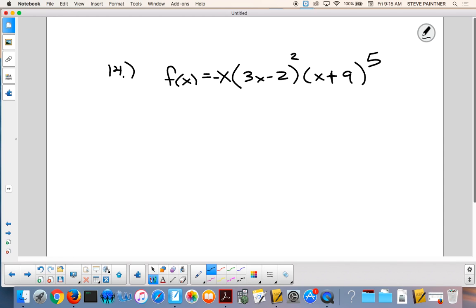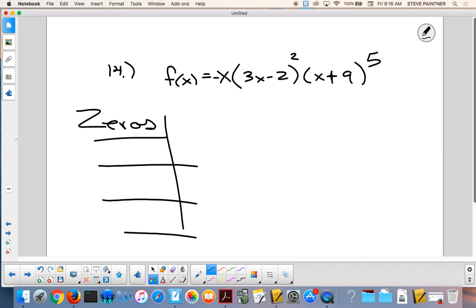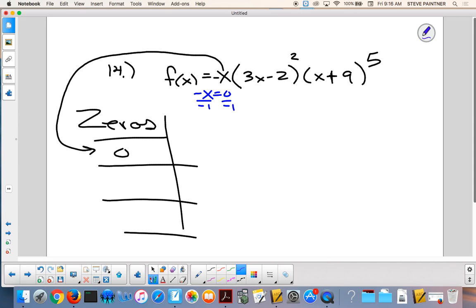Okay. So what they want are the zeros. You ready? Tell me when negative x is going to be 0. Hey guys, if you don't remember, all you have to do is say to yourself, when is negative x going to be 0? Divide by negative 1. The answer is 0.